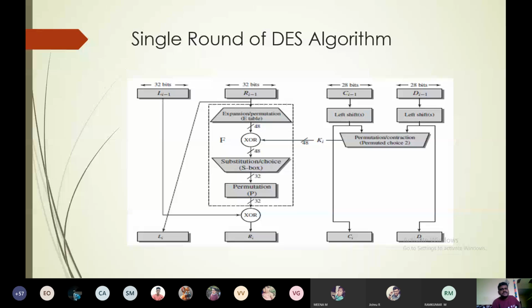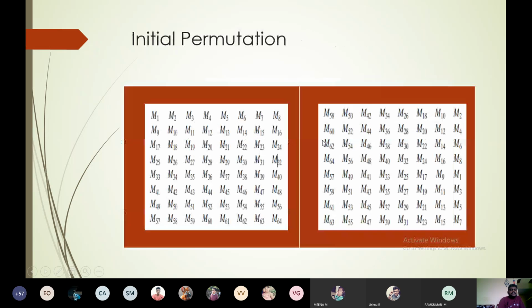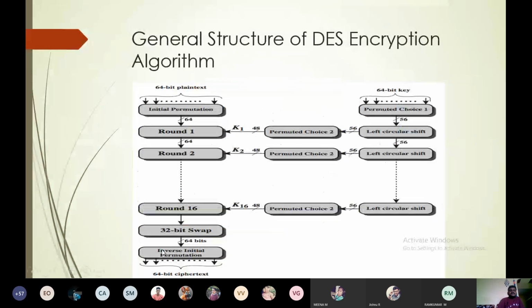So this is the algorithm. This is the encryption method. Decryption is just the reverse process of this. This process happens not only in a single round, it is continuous till round 16. The same process is going to be continued till round 16. After round 16, the inverse initial permutation is going to happen.